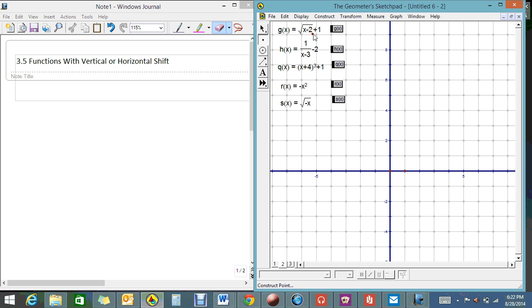But then look, here we have plus 1. So that is the shift on the y. So we're going to go over 2 and up 1. And that is where our new function will start. And there it is. That's what it looks like.